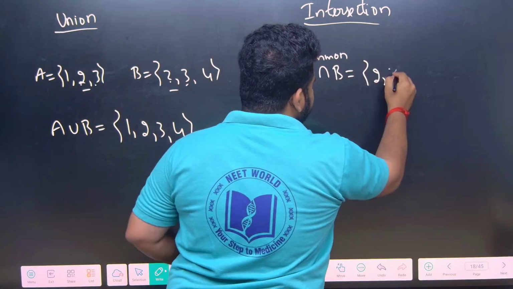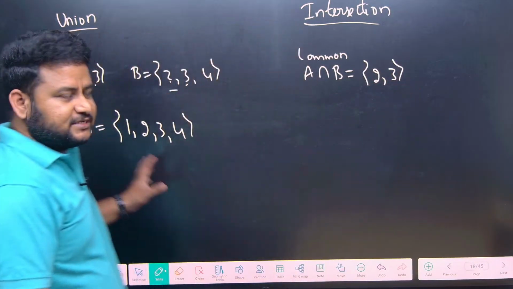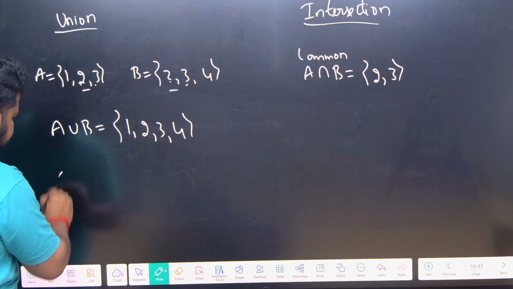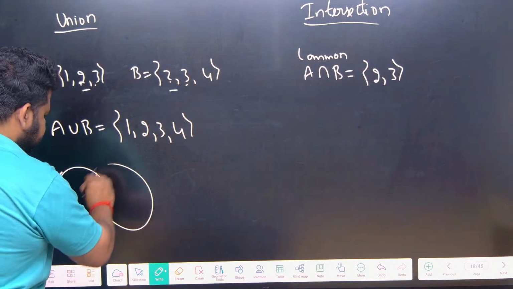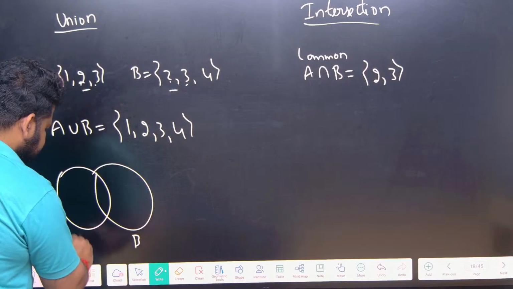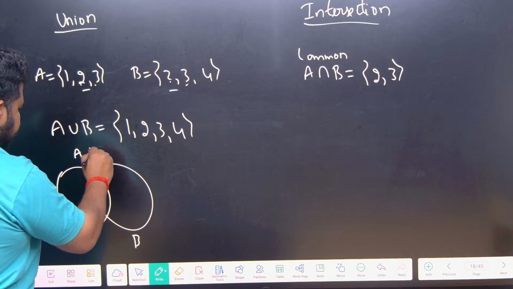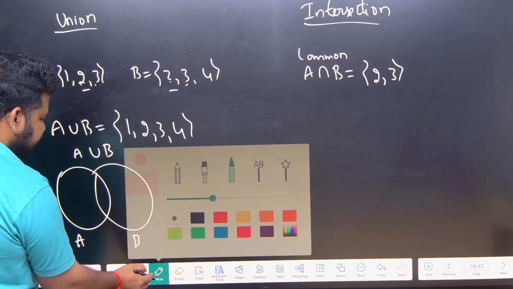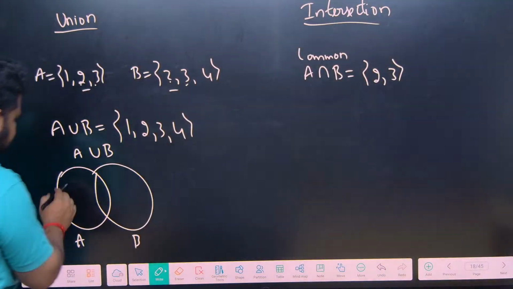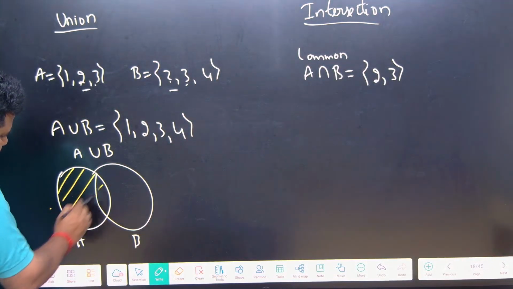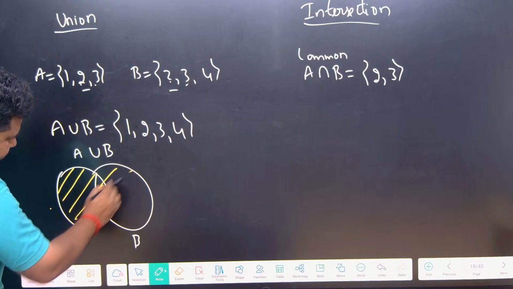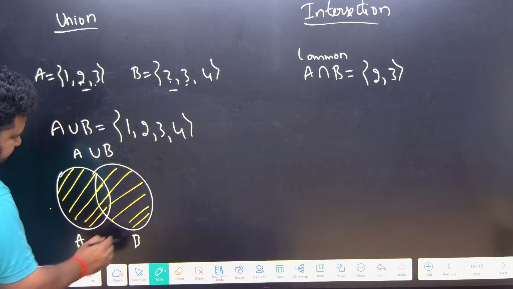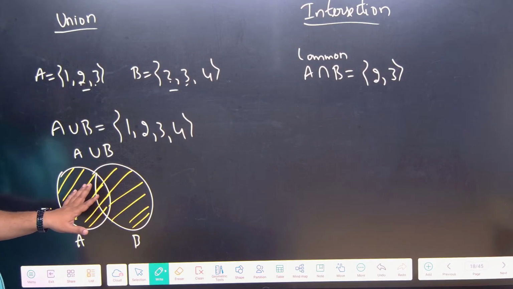So in the Venn diagram, how do you represent A union B? Suppose this is set A, this is set B. A union B, you will represent it like this, so we are having everything here. So A union B is this one.